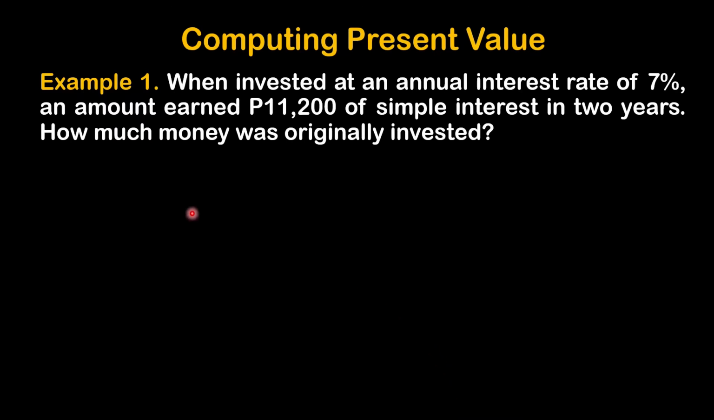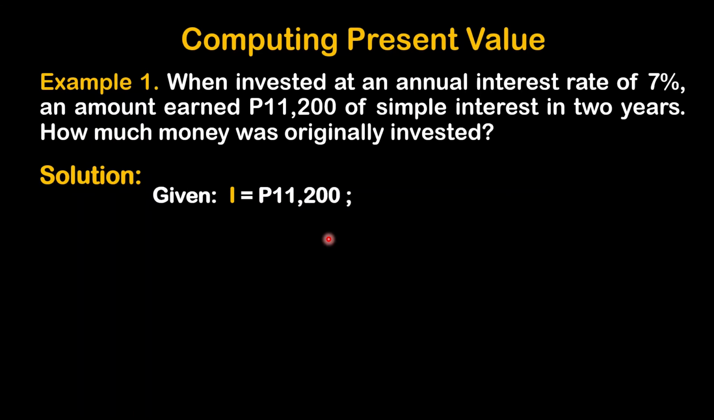From this problem, as you can see, what we are looking for is the amount of money that was originally invested. So in this case, what we are looking for is the present value, since it is the money that was originally invested. Since we know our goal, the next thing we will do is to identify the givens in our problem.